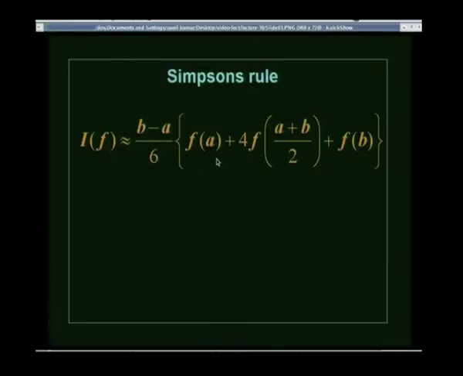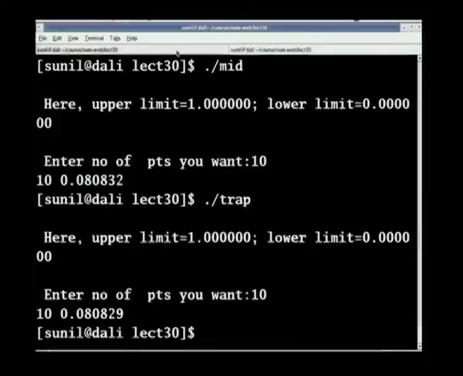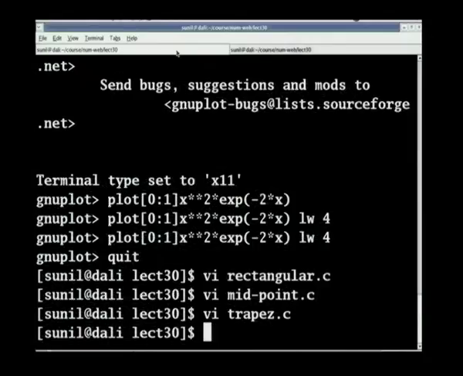Okay, so the program which does Simpson's rule is again similar to this one, except for the last part.